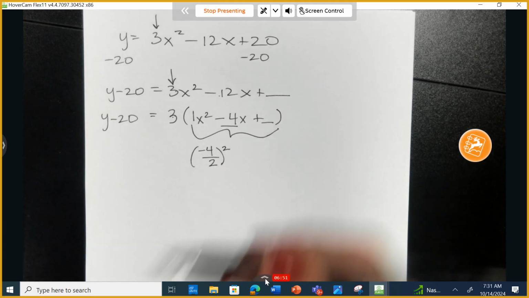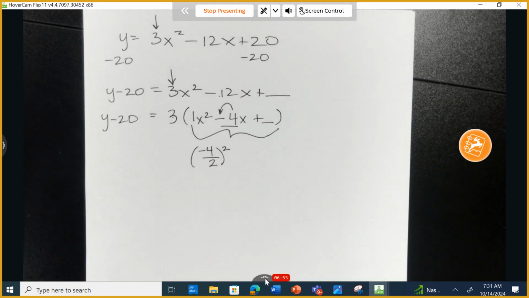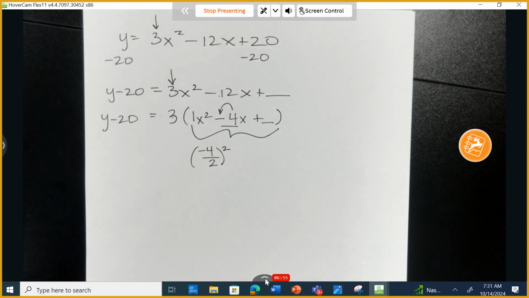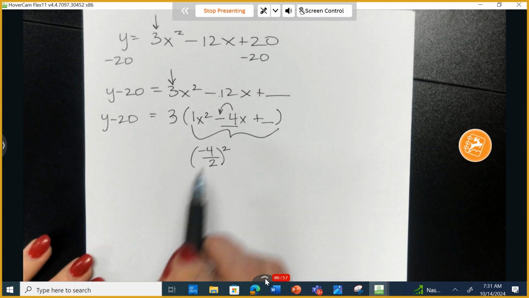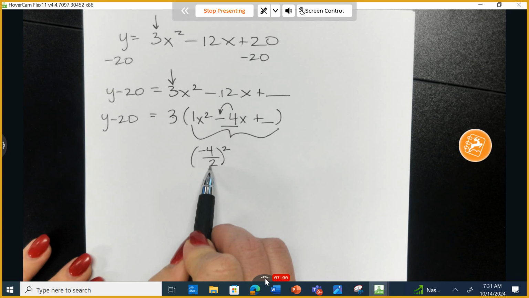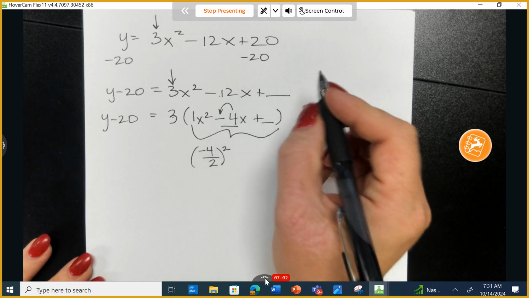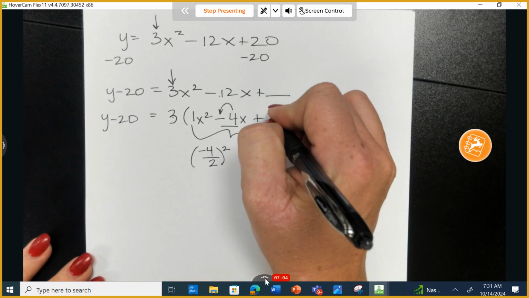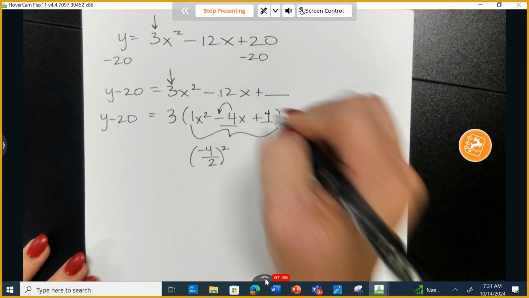I do have to consider whatever symbol is in front of that value. So it's not just a 4, it's a -4 divided by 2 and then squaring it. -4 divided by 2 is -2, and -2 times -2 is +4. So I'm going to come up to this position and I'm going to put a +4.